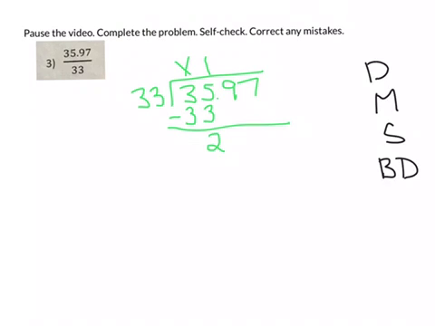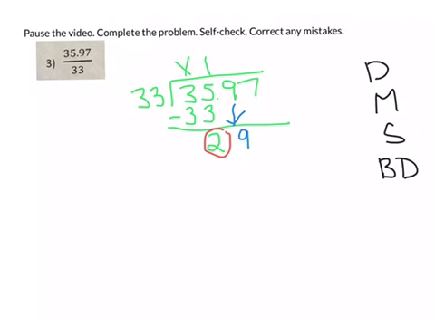So when you are done subtracting, you want to look at this 2, whatever you subtract, and it should be smaller than your divisor. Because if it's the same amount as your divisor, meaning 33, or larger, it means that 33 can go into that number more times. So you always want to make sure what you subtract is smaller. So now I'm going to bring down my 9.